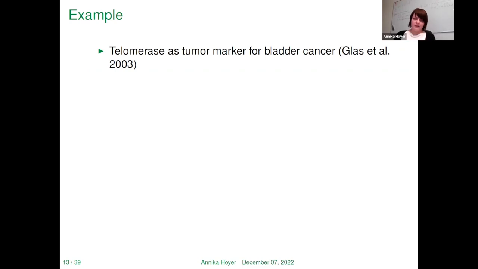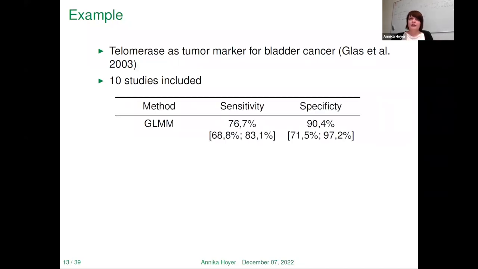To show you how this works in practice, I have brought an example, which is often used to illustrate models for the meta-analysis of diagnostic test accuracy studies. This example focuses on telomerase as a tumor marker for bladder cancer, and it is based on 10 studies that are included in a systematic review. For illustration, we use both methods. We have first the generalized linear mixed model, which is routinely used in practice.